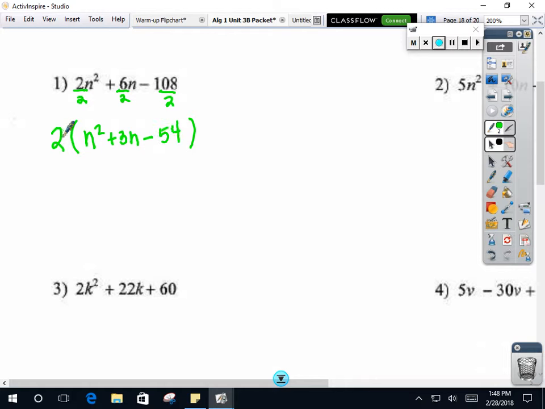Because 2 comes out of 2 1 time. It comes out of 6 3 times. And it comes out of 108 54 times. Now look what we're left with. Doesn't that trinomial, now that we took 2 away from it, look like the trinomials from the previous page? So now we can look for two numbers that multiply to give us our new C value and add to give us our new B value, which is 3. What numbers will do that?